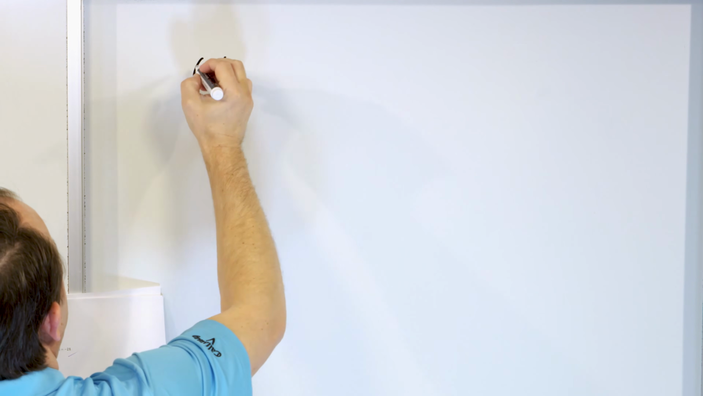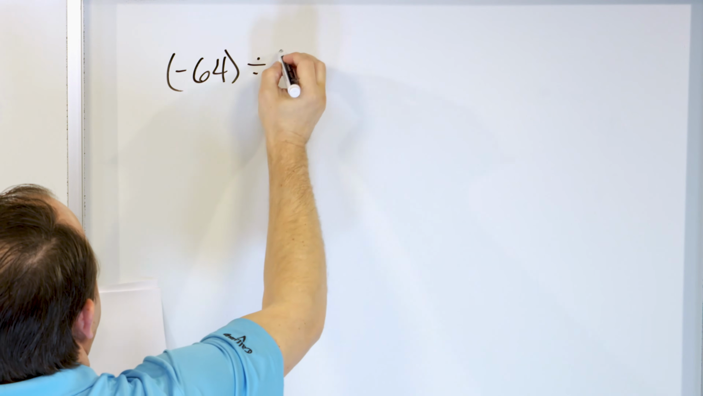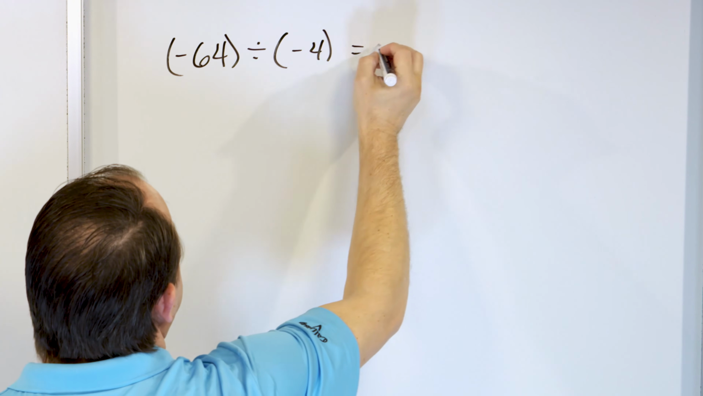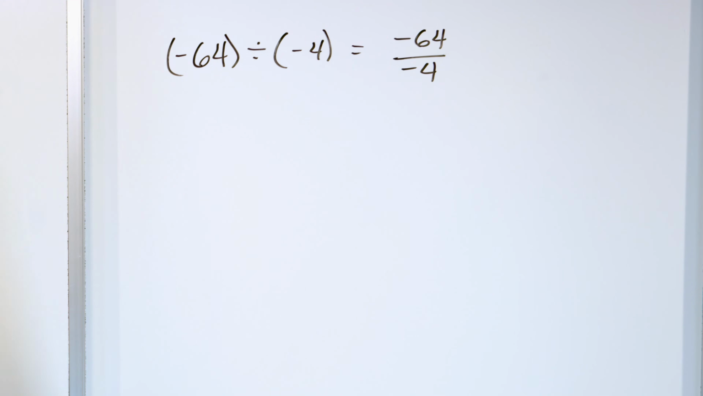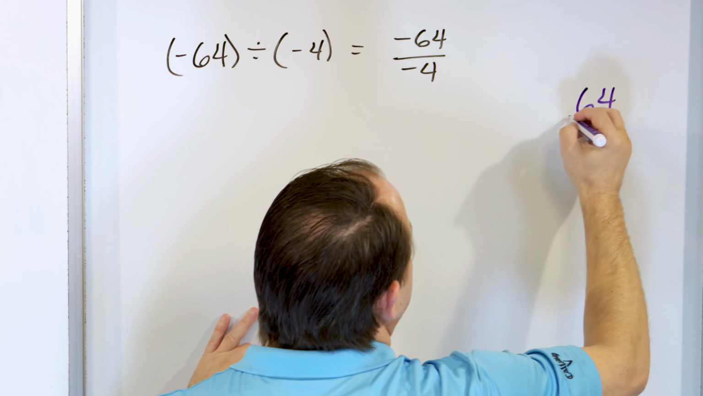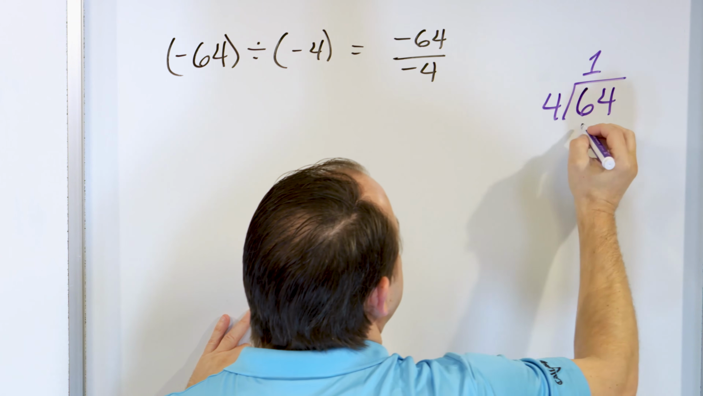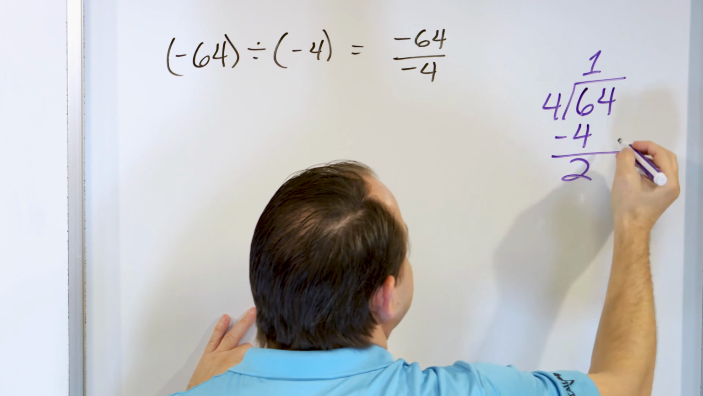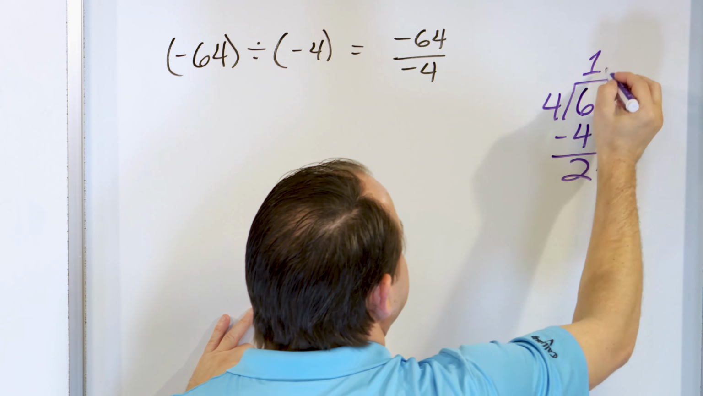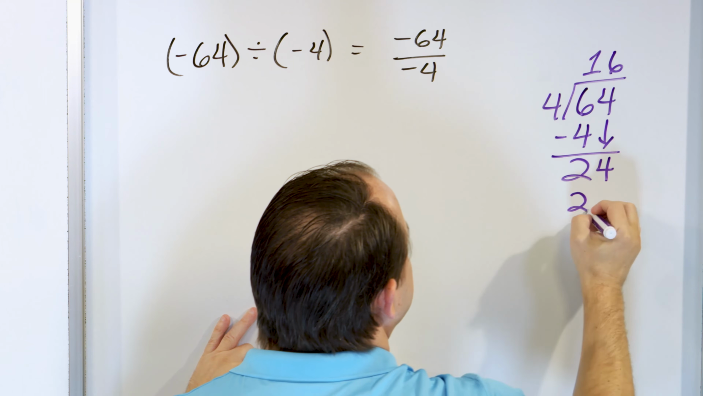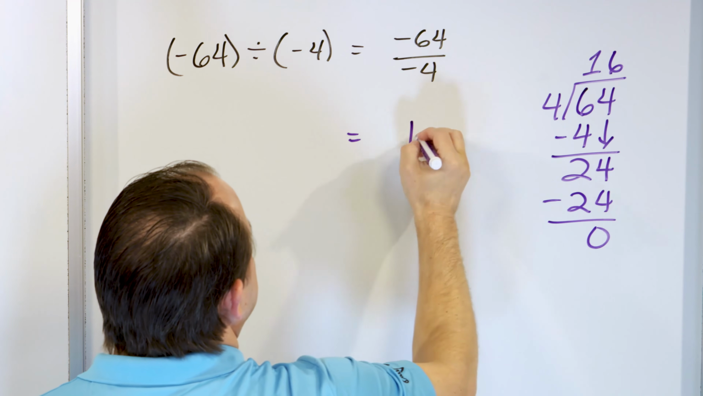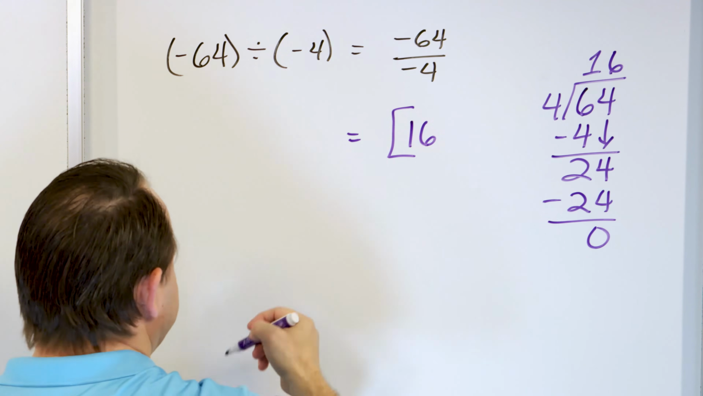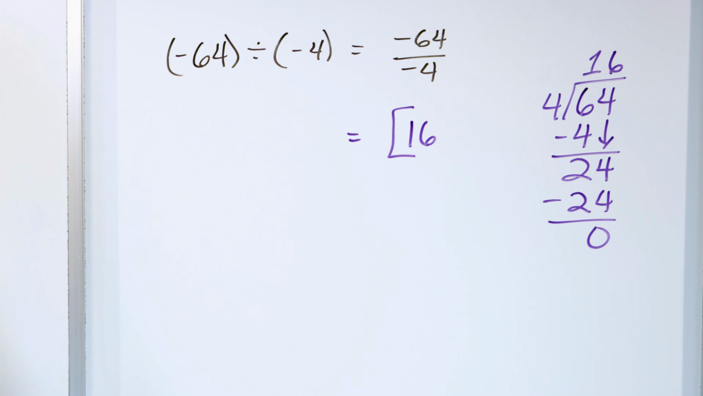Next problem. Let's take a look at negative 64, divide by negative 4. So same thing, let's write it as a fraction, negative 64 divided by negative 4. Maybe you don't remember what 64 divided by 4 is, so go over here, 64 divided by 4. It goes one time, 4 times 1 is 4, subtract is 2, then this 4 comes down, 4 times what is 24, 4 times 6 is 24, remainder of 0. So the answer we get is 16, and negative divided by negative is positive. So the answer is positive 16.